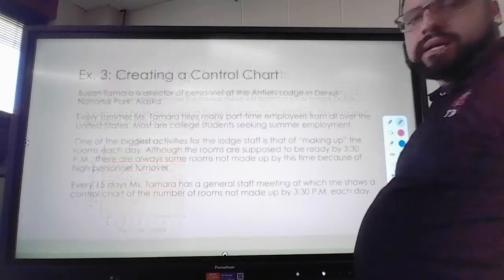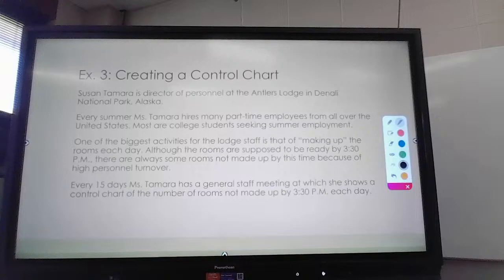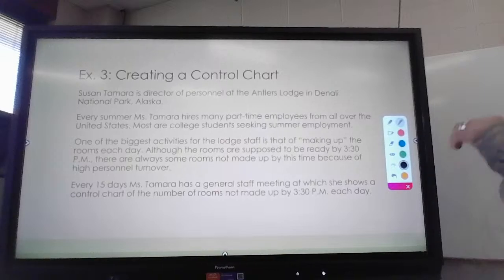Okay, let's practice creating a control chart here. Susan Tamara is a director of personnel at the Antlers Lodge in Denali National Park, Alaska. Every summer, Ms. Tamara hires many part-time employees from all over the United States. Most are college students seeking summer employment. One of the biggest activities for the lodge staff is making up the rooms each day. Although the rooms are supposed to be ready by 3:30, there are always some rooms not made up by this time because of high personnel turnover.